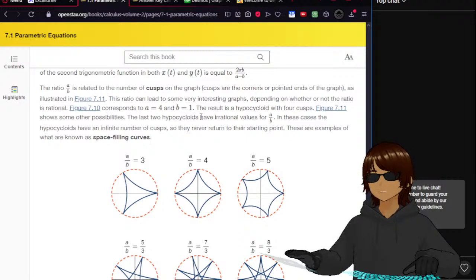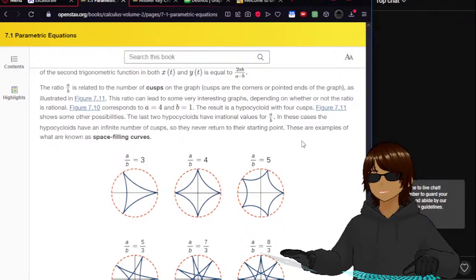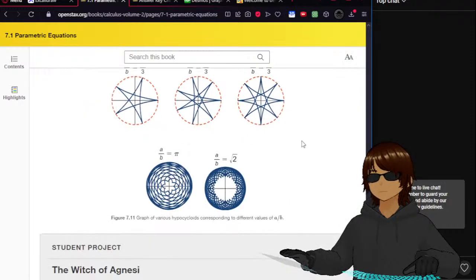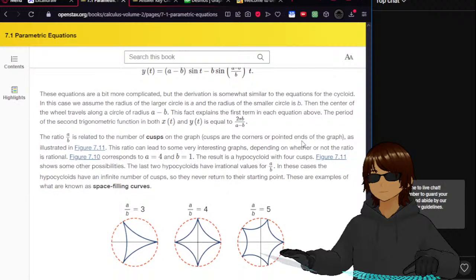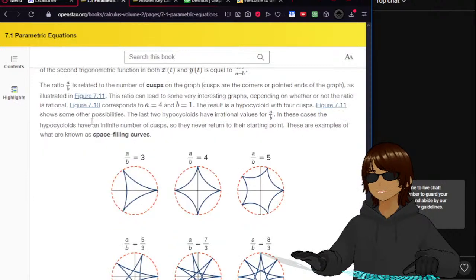The last two hypocycloids have irrational values for a over b. In these cases, the hypocycloids have an infinite number of cusps, so they never return to their starting point. These are examples of what are known as space-filling curves.